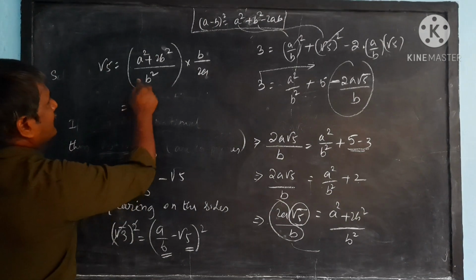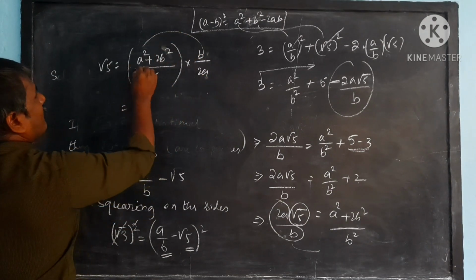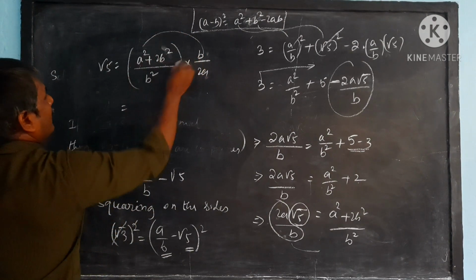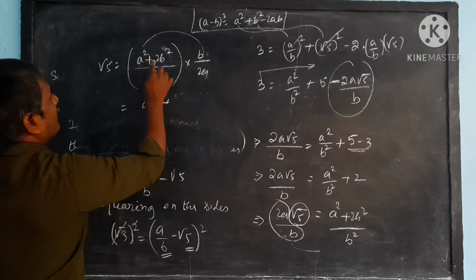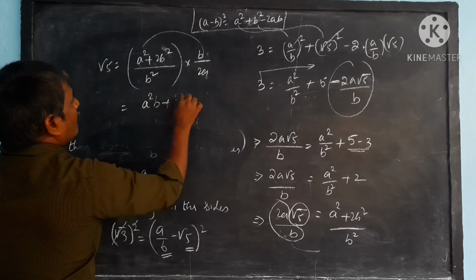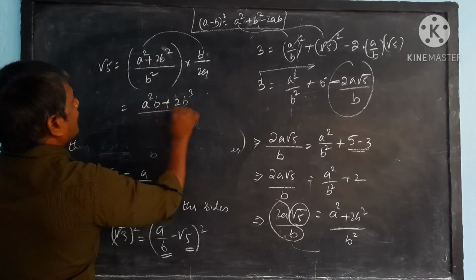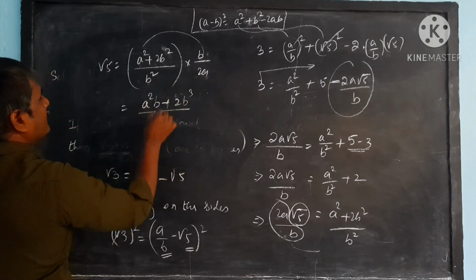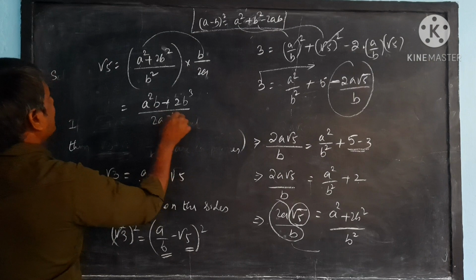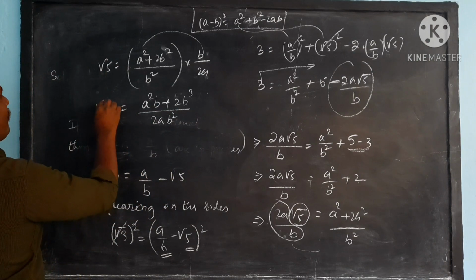Now you can multiply these two terms. So b is multiplied to both terms of the numerator. a² into b is equal to a²b, and 2b² into b is equal to 2b³. The denominator 2a into b², you can write 2ab². Then the left side part is only root 5.